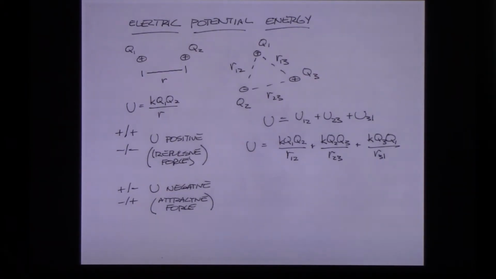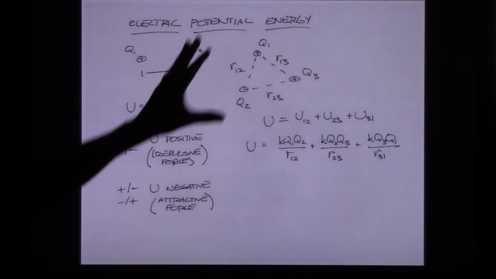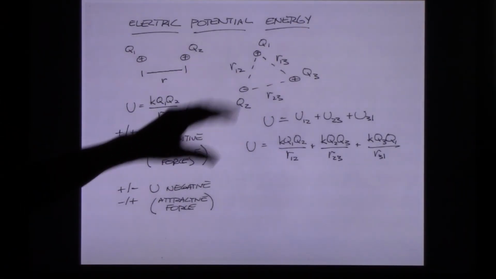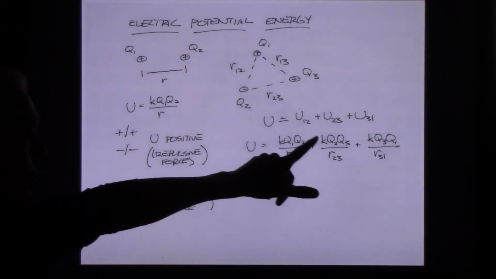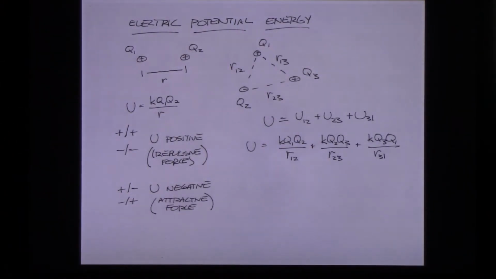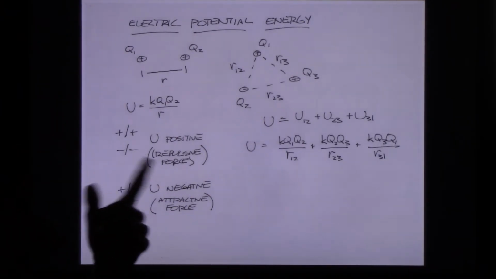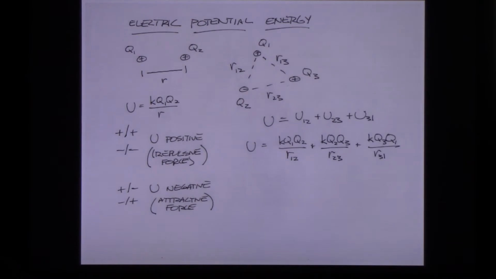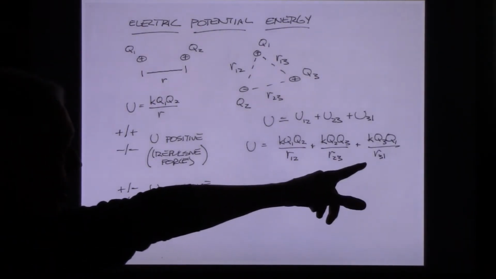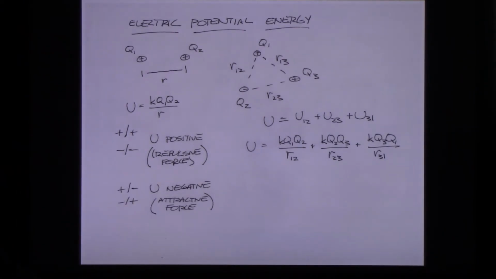Now, it doesn't matter which order I bring the charges together. I could start with charge 3, and then I could bring in charge 4, and then charge 2. It doesn't matter which order I bring them in. By the time I have assembled these point charges, I will have a term in my potential energy formula representing each possible pairwise interaction. Each interaction between a pair of charges is represented with one of those terms, and I have to add them all together.